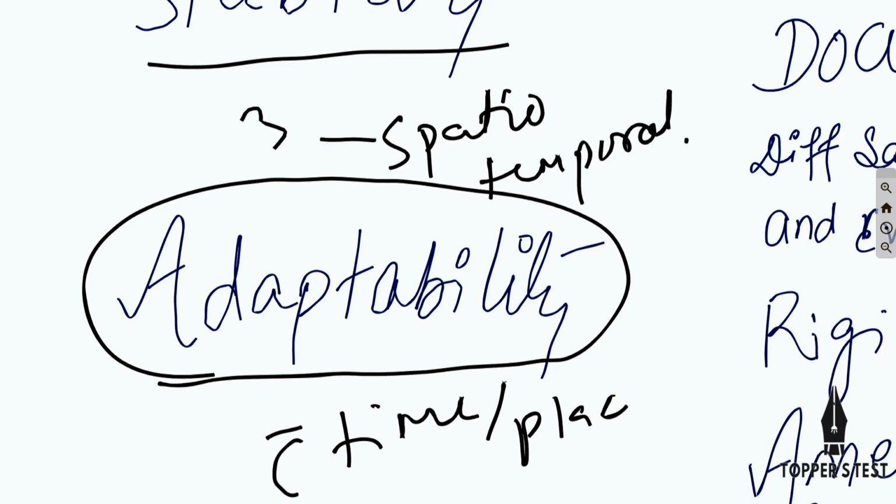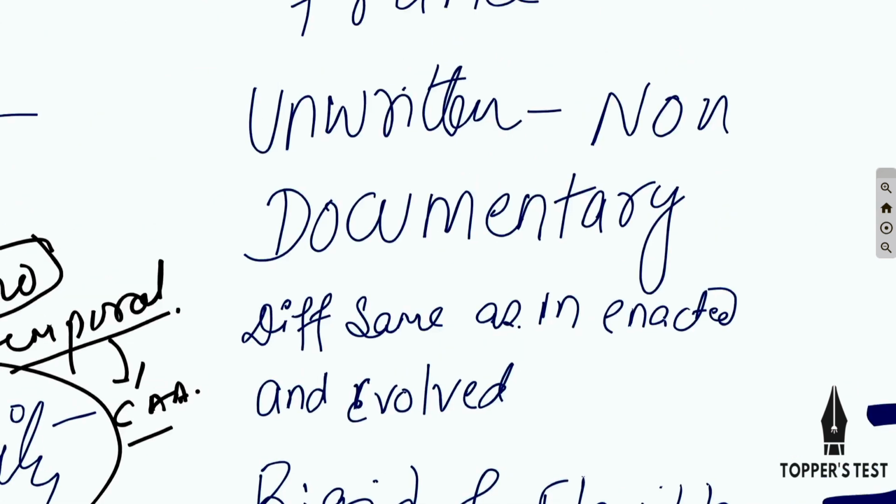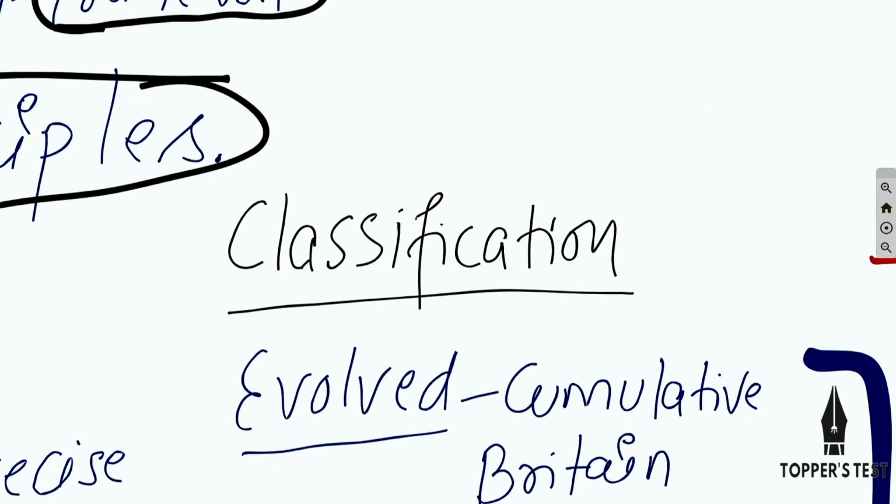Like in India, we have Article 371 and we have the 5th schedule and 6th schedule. So it is for the spatial adaptation of the constitution for different places. And for time, we have the constitution amendment procedure under Article 368. Another thing is the classification.